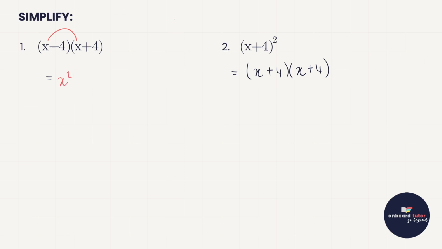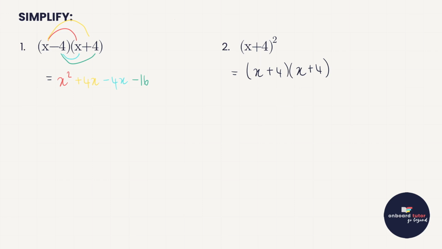Then, according to FOIL, our outer terms. X times positive 4 gives us positive 4x. Next up, the inner terms. Minus 4 times x is minus 4x. And finally, the last terms there. Minus 4 times positive 4 gives us an overall minus 16.